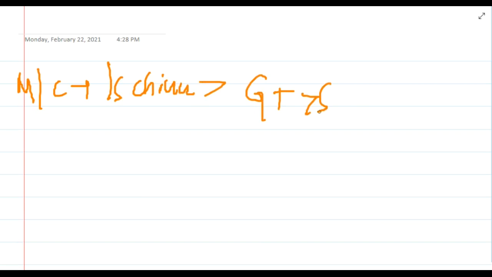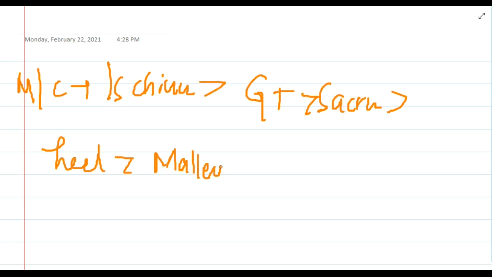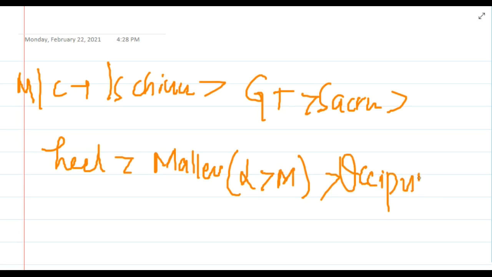The most common site of pressure sore is ischium, followed by greater trochanter, followed by sacrum, followed by heel, followed by lateral malleolus more than medial malleolus, followed by occiput. So the most common site is ischium, followed by greater trochanter, then sacrum, heel, malleolus and occiput.